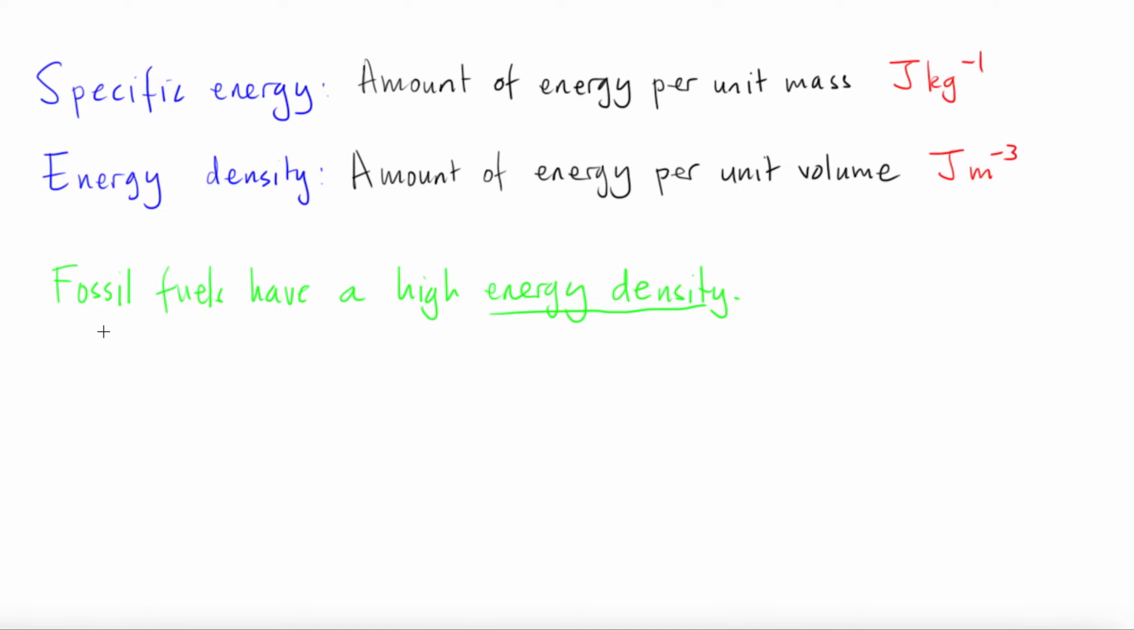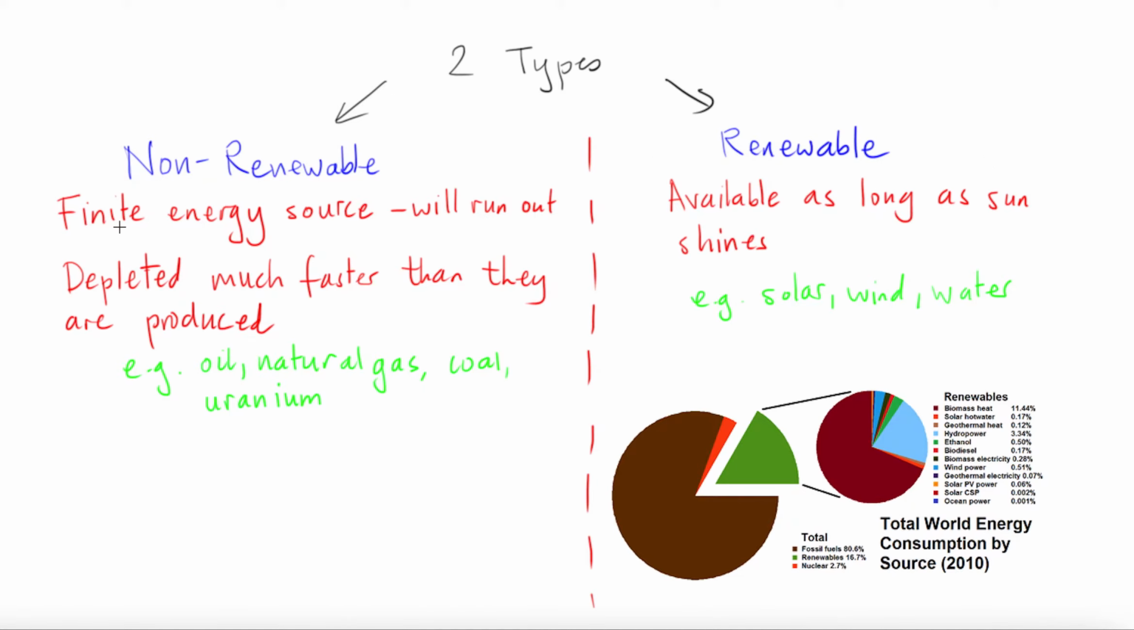And one of the positive things about fossil fuels is that they have a high energy density. They have a lot of energy per unit volume. Now, there are two types of energy sources. One is non-renewable and the other one is renewable, which we talk about a lot in today's society.